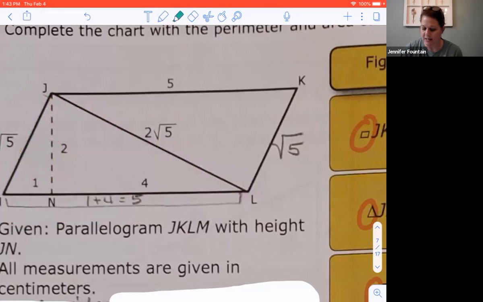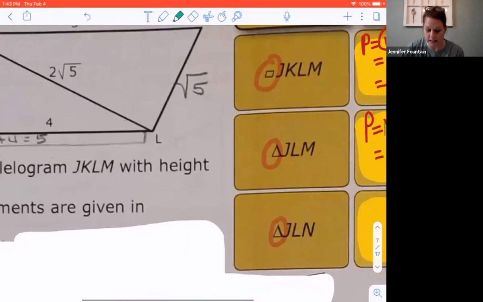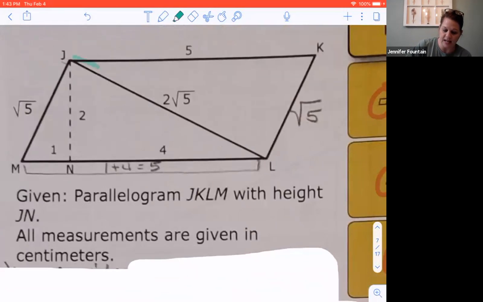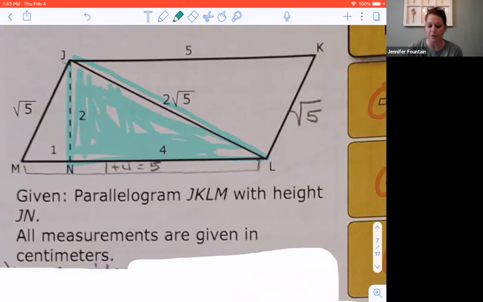Okay, so now it said I need to do JLN. So I go from J to L and then L to N. So notice that I stopped there at N. So JLM, I had to go all the way to M, but this time I'm focusing on just JLN.